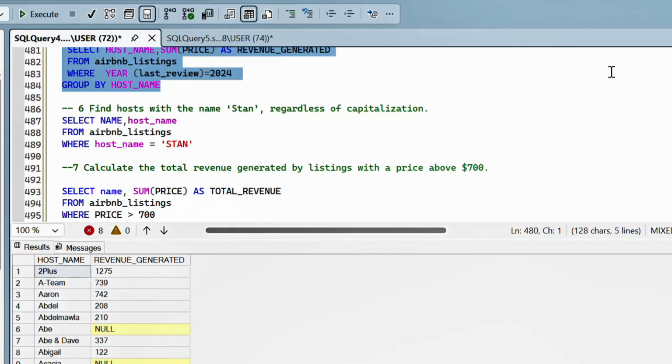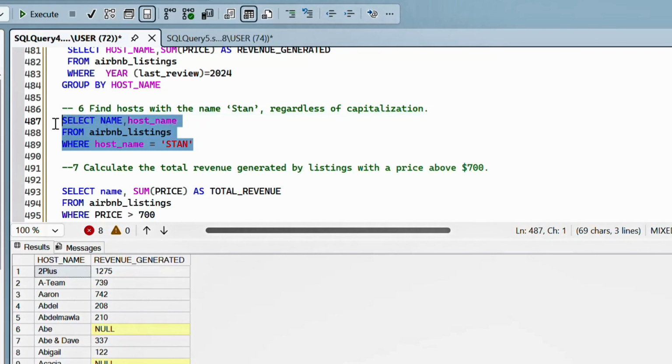All right. So the last, number 6 question says I should find the host that has stan in the query.